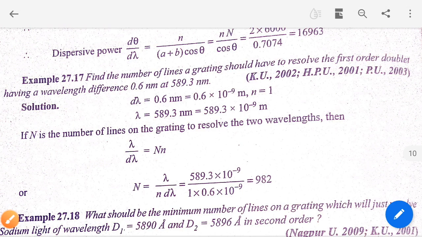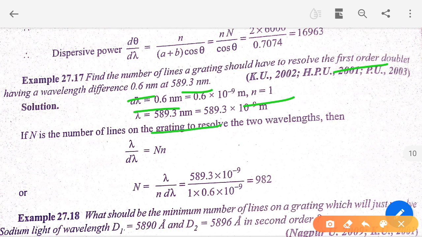Find the number of lines the grating should have to resolve the first order doublet having a wavelength difference of 0.6 nm at 5893 nanometer. d lambda is 0.6 nanometer, that is 0.6 into 10 to the power of minus 9, and for the first order, n is equal to 1, and lambda is given as 5893 into 10 to the power of minus 10.